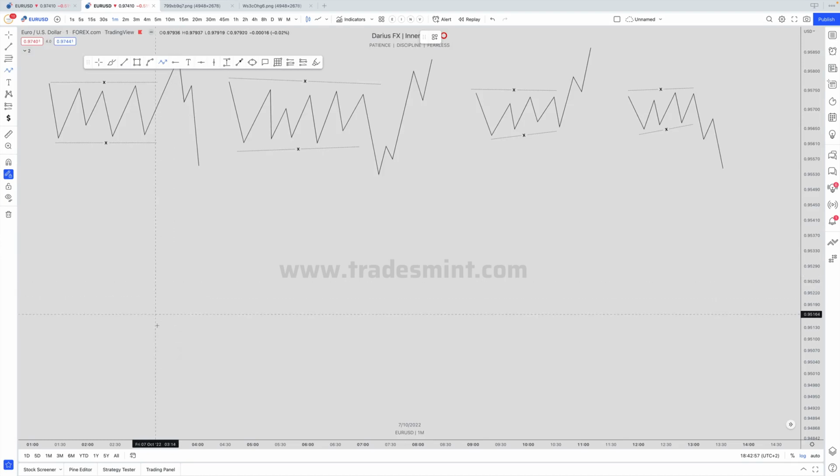So for instance, price is moving up like this, doing this, doing this, doing this, doing this. What just happened in this specific scenario? Well, first of all, price took out liquidity here. It took out liquidity there. It took out liquidity here. It took out liquidity here. It took out liquidity here.